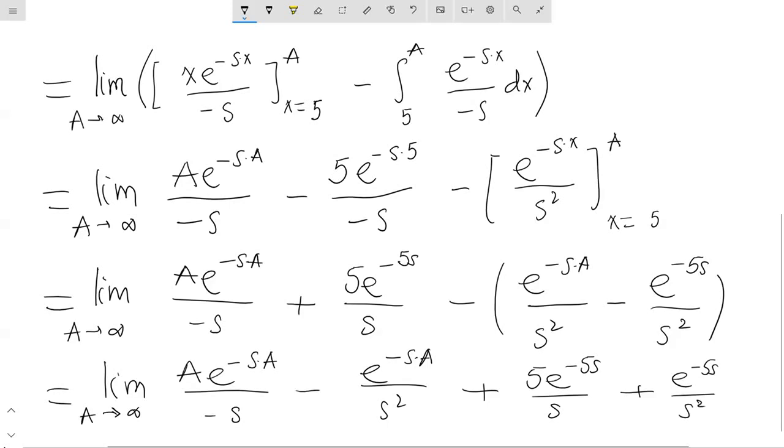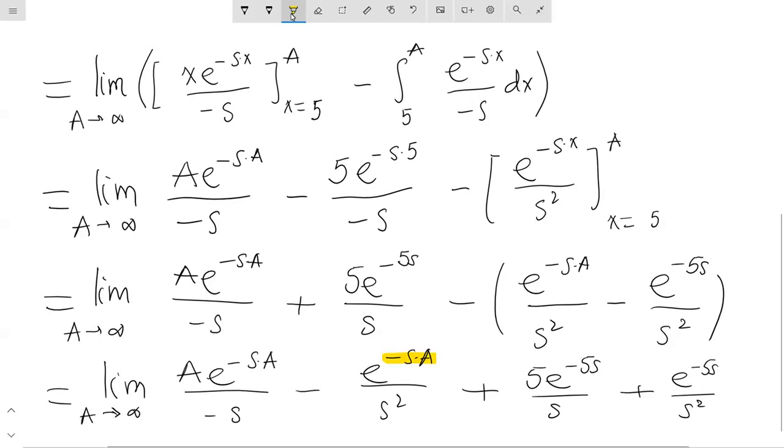We want to see which values of s make the limit exist. As we saw earlier, we have here a factor of minus sa in the exponent. So if s is positive, this limit will be 0.